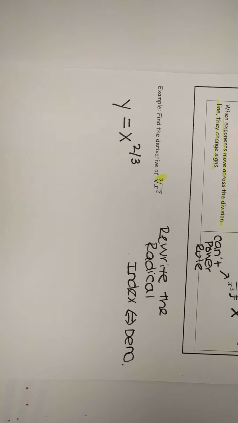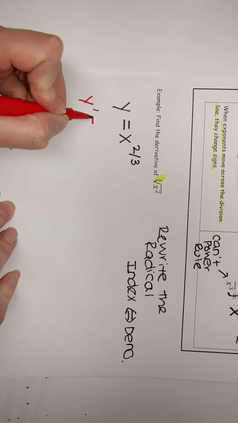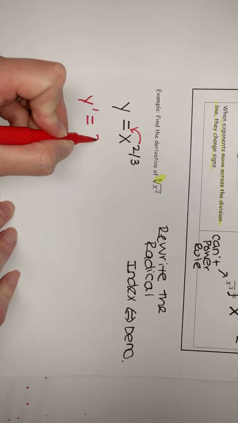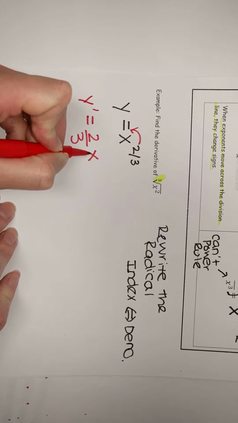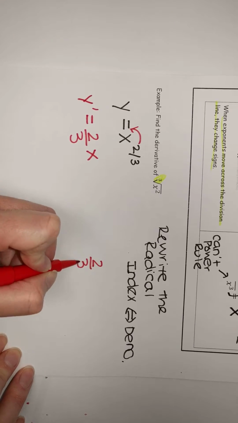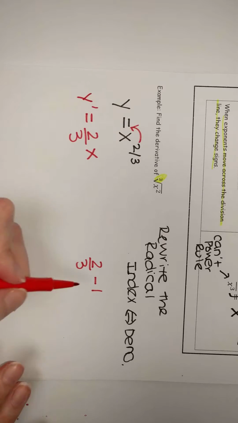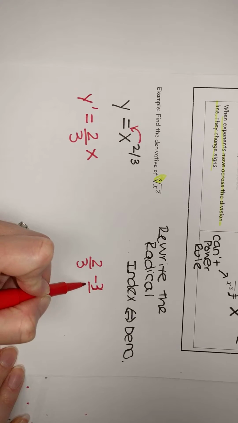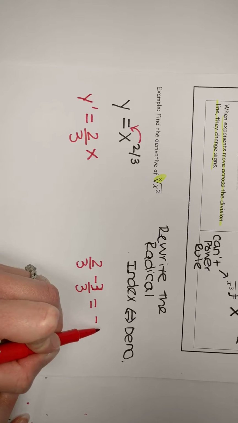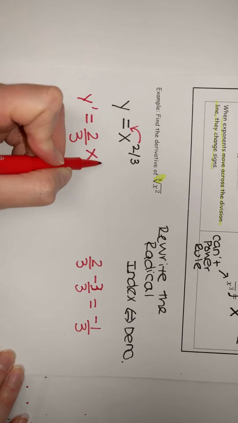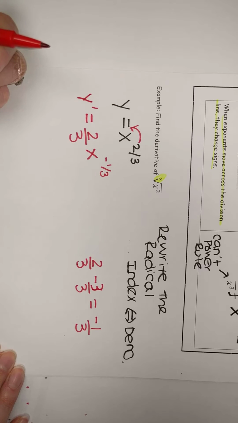So now we have x to a power in the numerator, so we can take the derivative. So our y prime, by the power rule, we bring down the 2/3. We have x and then 2/3 minus 1, and again the minus 1, we always have to make a quote-unquote magic 1 common denominator, so it's 3 over 3, and that gives us negative 1/3. So our new exponent will be negative 1/3.